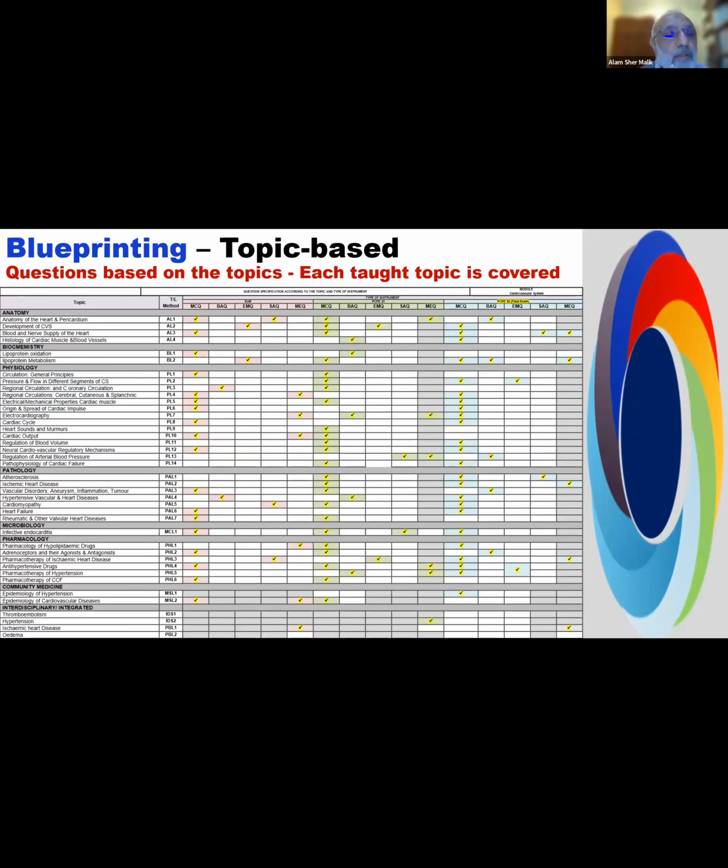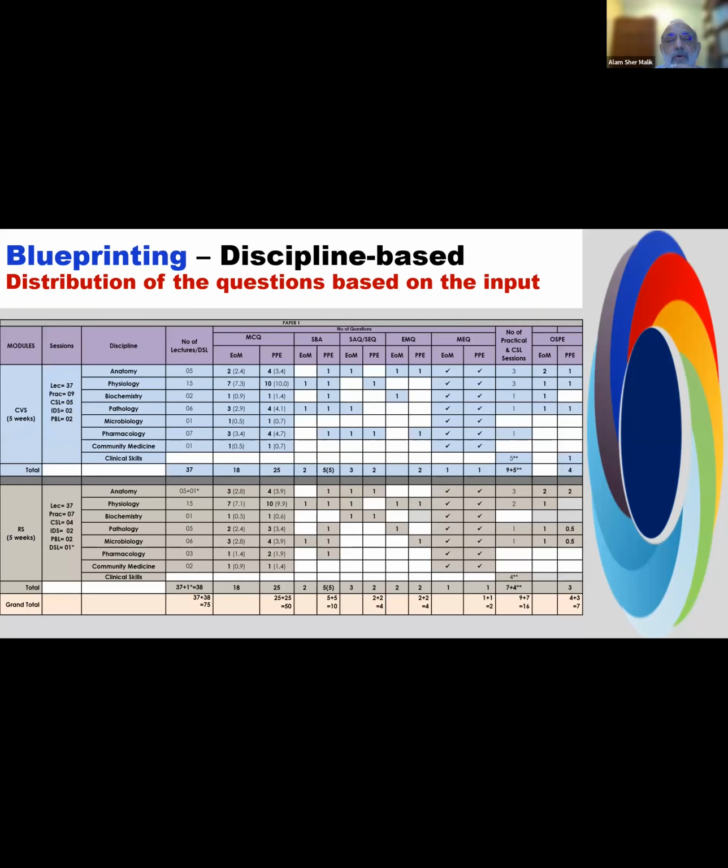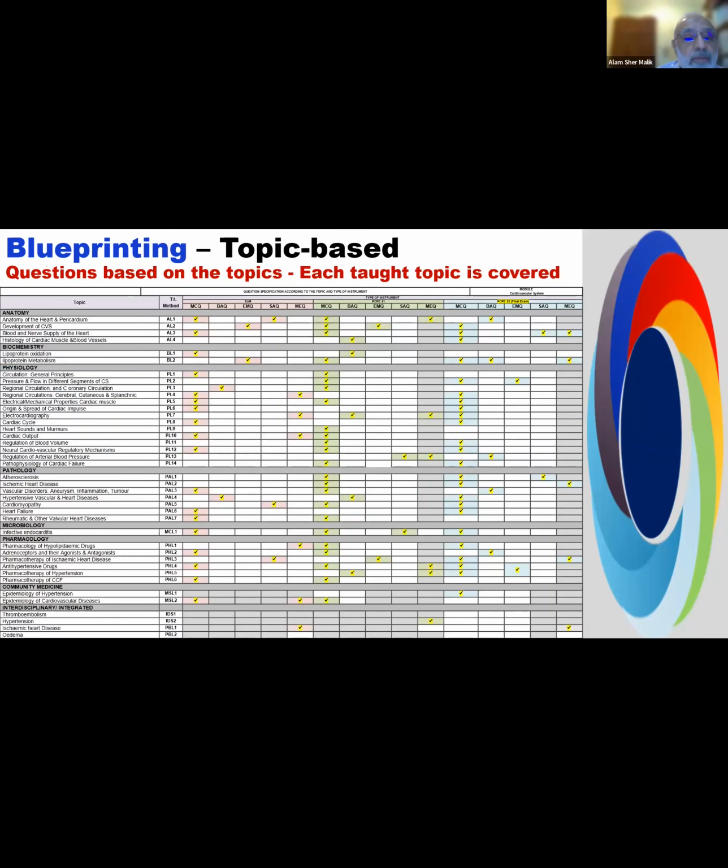Now, if we go further and we want to see which areas the questions would cover, that would be questions based on the topics, so that each topic is covered. The previous one was based on the total number of sessions given, and now it is based on the topic. Because by this system, we can cover each topic, so we would discourage selective reading by the students.